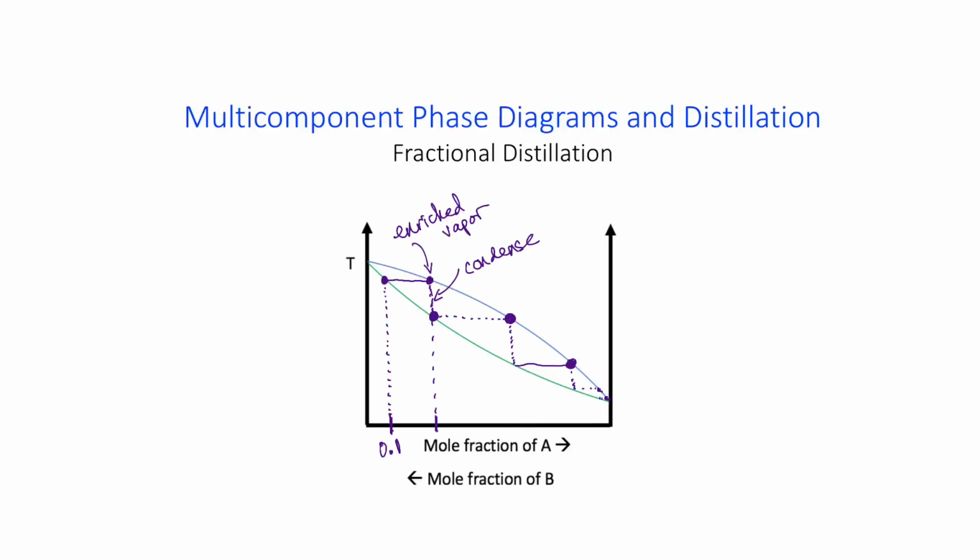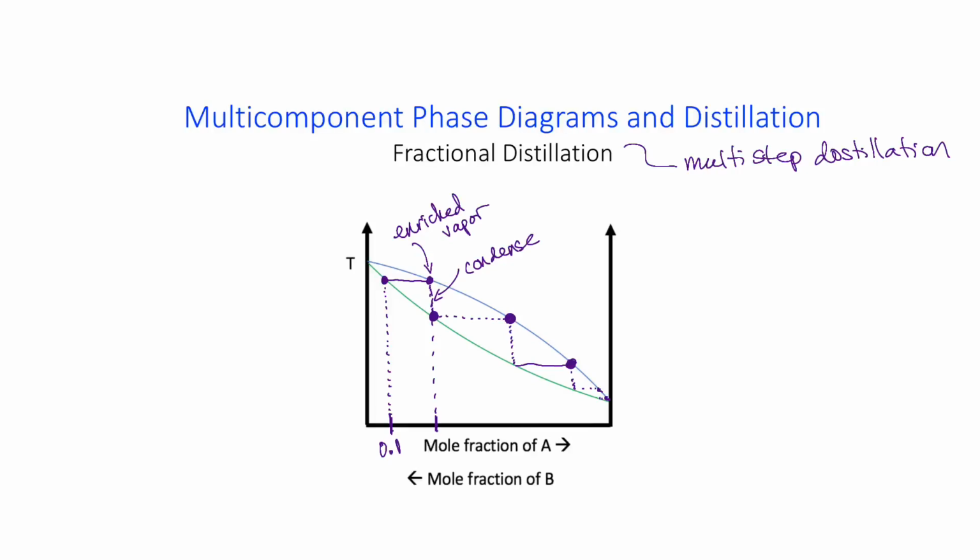Okay, so this is the idea behind fractional distillation. This is a multi-step distillation process. Okay, so you probably did a simple distillation where you just did a one-step distillation. In organic chemistry, fractional distillation would involve a special column that has essentially different gradients of temperature.